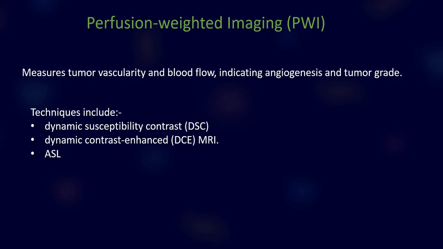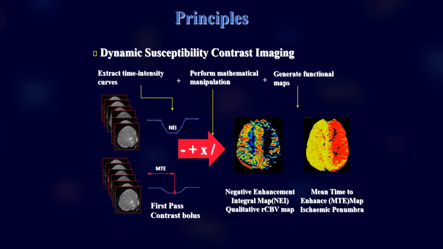Perfusion weighted imaging measures tumor vascularity and blood flow, indicating angiogenesis, and can predict the tumor grade. We have different techniques, including dynamic susceptibility contrast, dynamic contrast enhanced T1 MR, and ASL, arterial spin labeling. Arterial spin labeling doesn't need contrast administration, but needs a higher Tesla machine. And this is how the contrast in the dynamic susceptibility contrast image works.